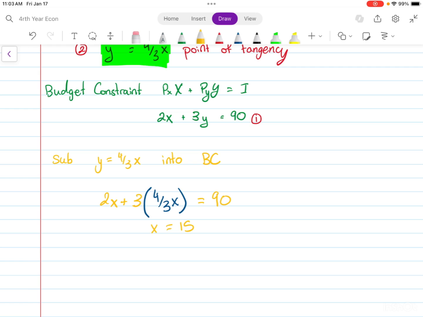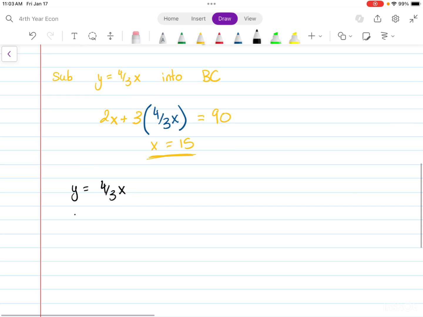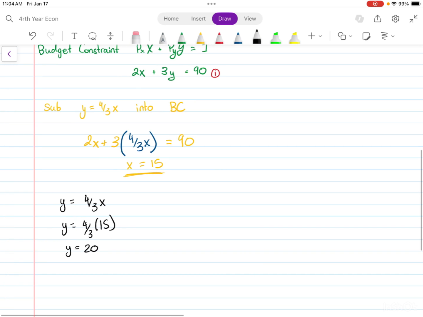So we get x is equal to 15. Now we take this and substitute it back into the tangency condition in order to get the value of y. The tangency condition is y equals 4 over 3x. You substitute x equal to 15, and you get y is equal to 20. So we know that the values for utility maximization are x equal to 15 and y equal to 20.